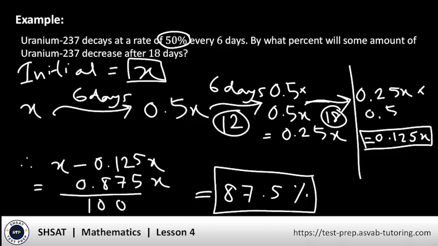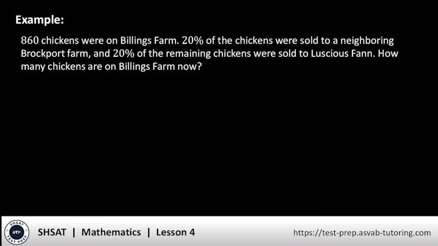Okay? Let's now look at the next question. 860 chickens were on Billings farm. 20% of the chickens were sold to a neighboring Brockport farm, and 20% of the remaining chickens were sold to Luscious Fan. How many chickens are on Billings farm now? Okay, so the initial number of chickens to start off was 860, remember? From that, 20% of the chickens were sold. So how many are left now?